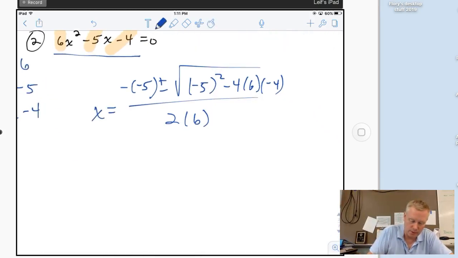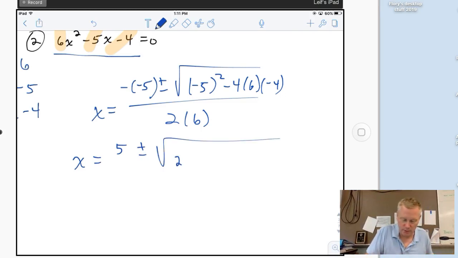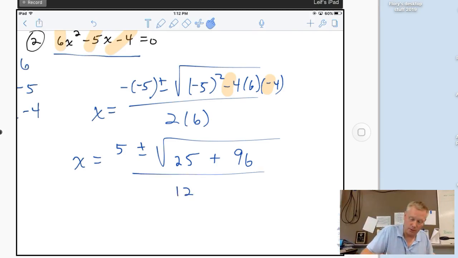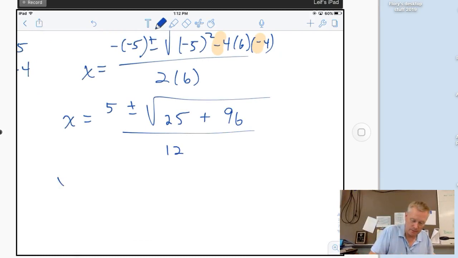All right, so start cleaning this up. +5 plus or minus -5 squared is +25. 4 times 6 times 4 is 24 times 4, which is 96. Now once again, take an extra minute, look and make sure how many negatives I got. I got 2 negatives there, 1 subtraction, 1 negative. That makes it a plus, okay? Big difference, otherwise I always get the wrong answer. So that turns out to be 121 when you add those together.